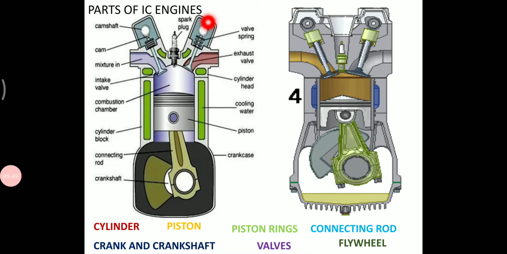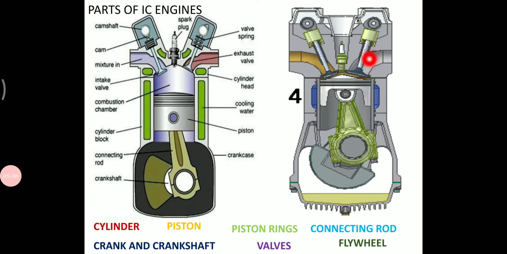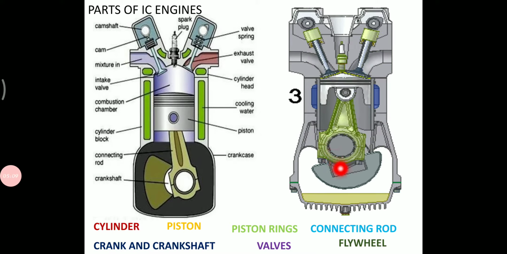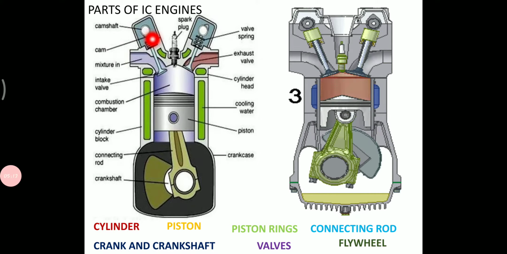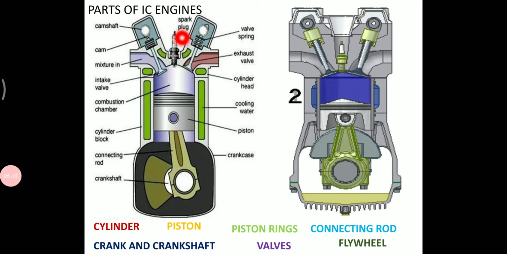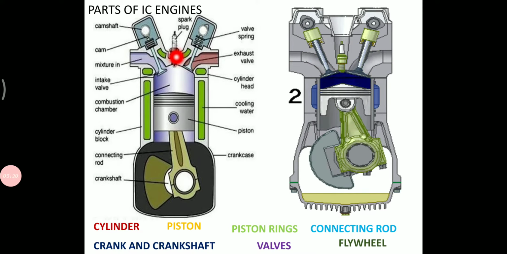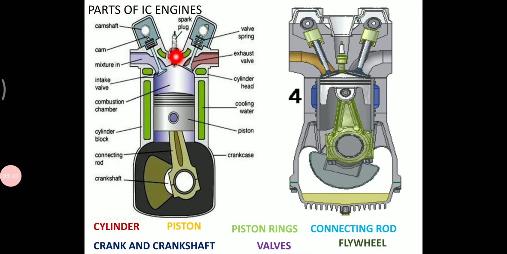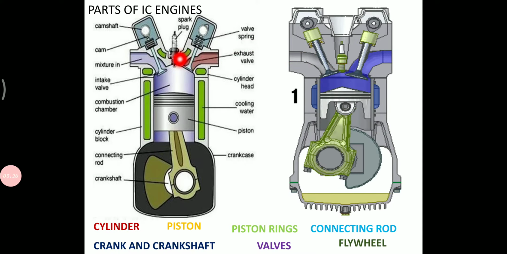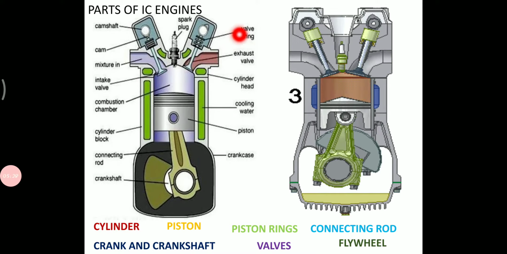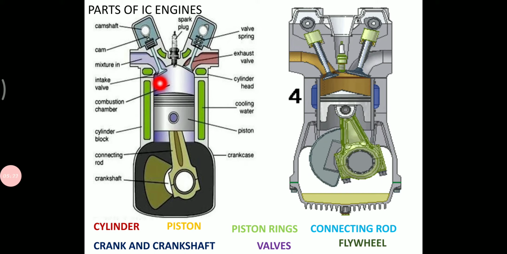This is an animated view of an IC engine, showing all the parts combined. First, this is a camshaft, this is a cam, and this is a spark plug. A spark plug is used in a petrol engine, whereas it is replaced with a fuel injection system in a diesel engine. This is a valve spring. In order to operate the inlet and outlet valves, these valve springs are used. This is a mixture of air and fuel.